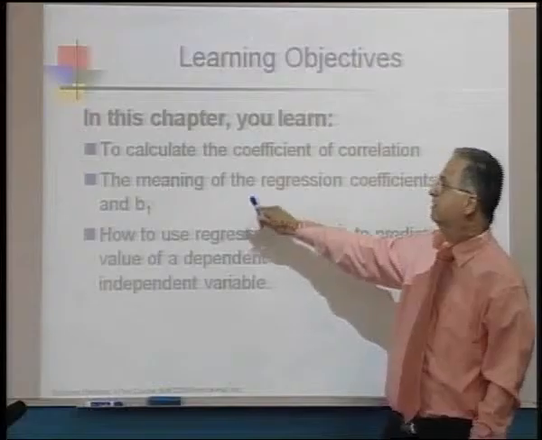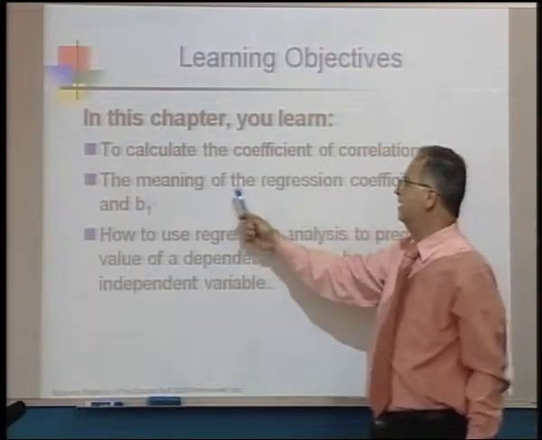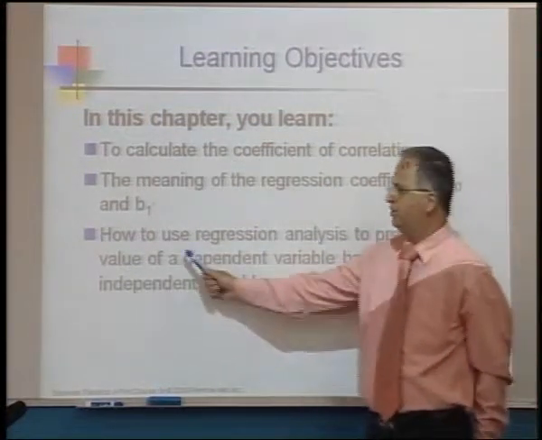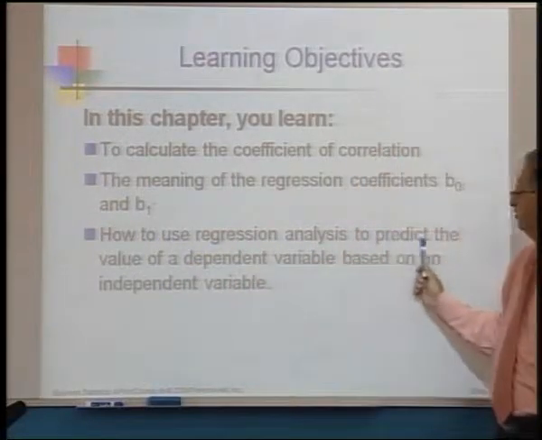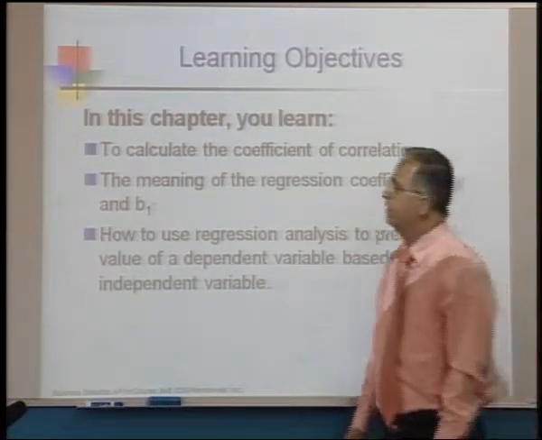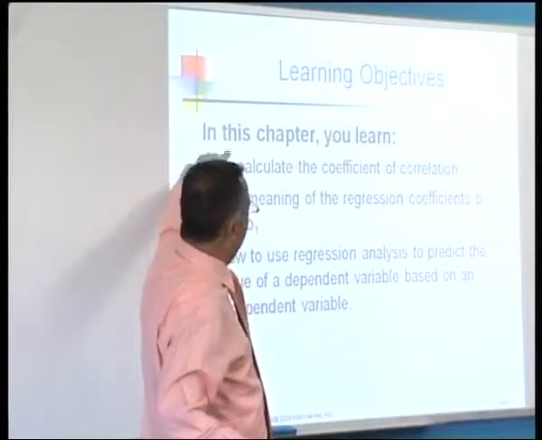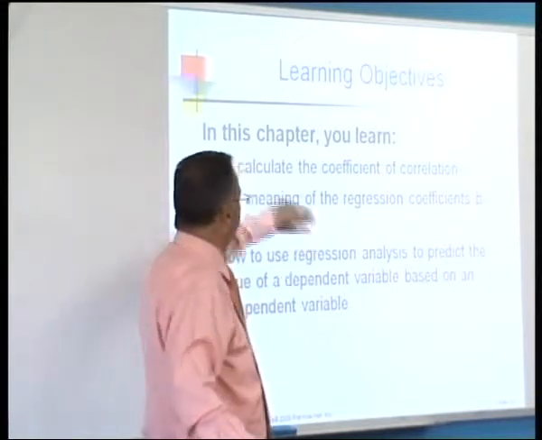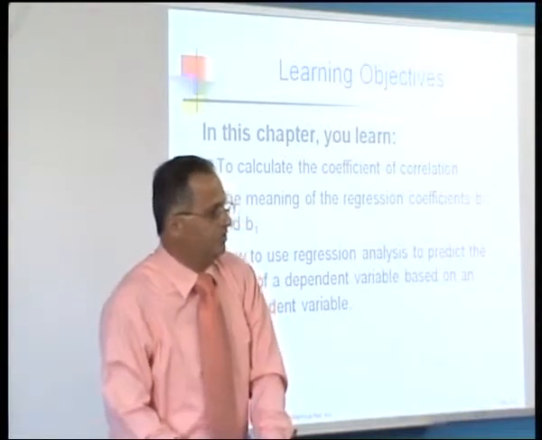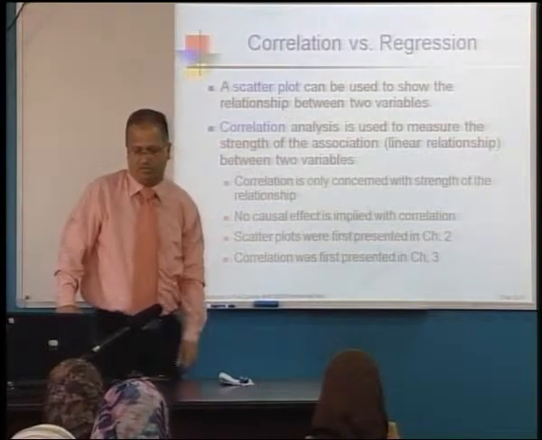The first objective is to calculate the coefficient of correlation. Second objective, the meaning of the regression coefficients, beta 0 and beta 1. And the last objective is how to use regression analysis to predict the value of a dependent variable based on an independent variable. It looks like we have discussed objective number 1 in chapter 3. So calculation of the correlation coefficient is done in chapter 3, but here we'll give some details about correlation also.